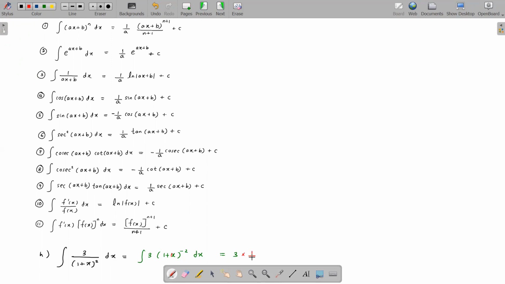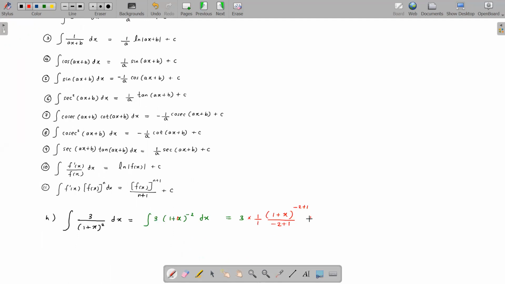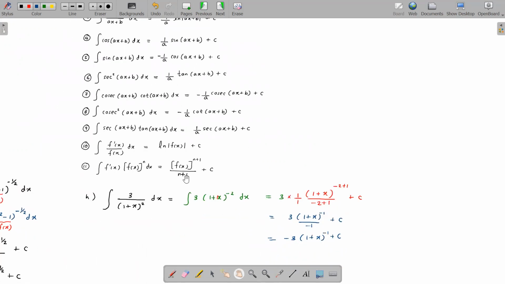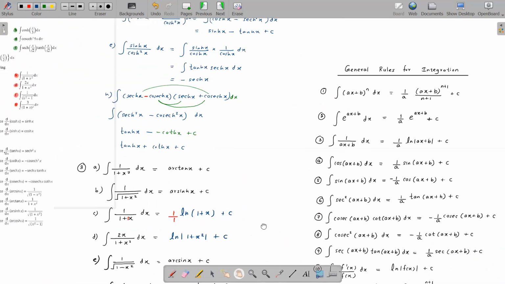So into 1 over 1, ax plus b is 1 plus x to the power minus 2. You have to add 1: minus 2 plus 1 is minus 1, divided by minus 2 plus 1. We could put minus 1 in one go. So the answer will be 3 into 1 plus x to the power minus 1 over minus 1 plus c. Basically minus 3 times 1 plus x to the power minus 1 plus c. Okay, so then we have just one more set of questions to finish this exercise. We'll finish it off.